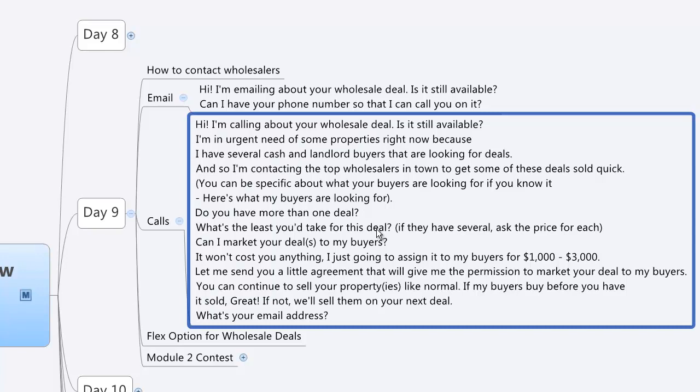Typically, when a wholesaler has a property for sale, he marks the price up anywhere from $5,000 to $10,000, so there's some margin in it for you. So find out what's the least that they would take for the deal. Almost always they'll give you some discount. It's very rare that a wholesaler won't give you any discount at all.